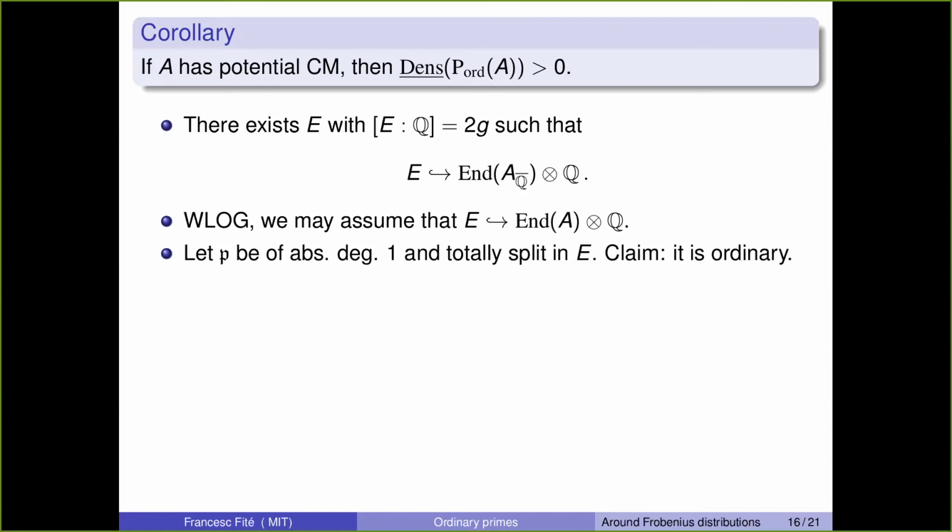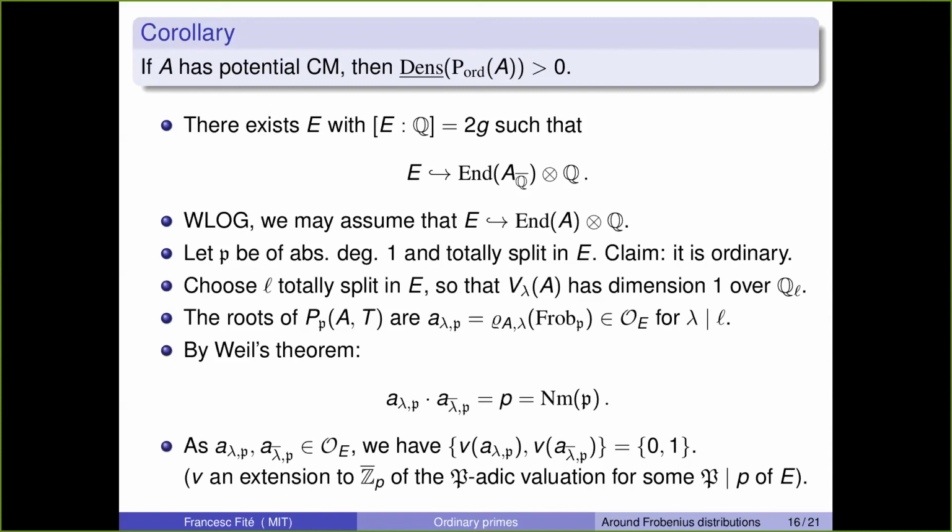we may in fact assume that A has complex multiplication, and by this I mean that we have an injection of this number field E in the endomorphism algebra of A. And then I claim that any prime of absolute degree 1, which is totally split in this field E of the complex multiplication, is ordinary. How does one prove this?